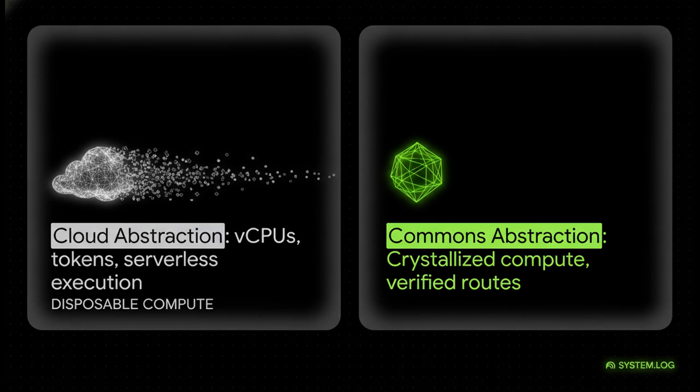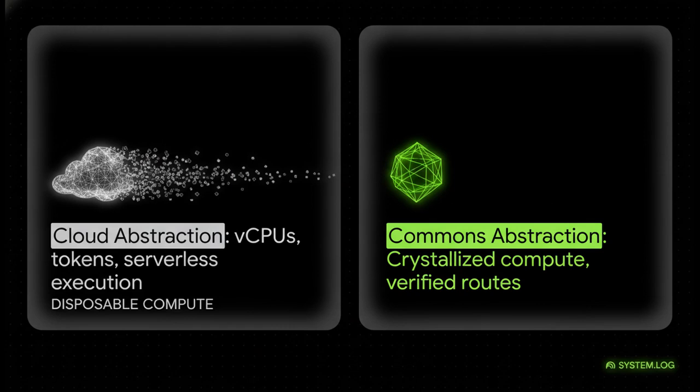The old way of doing things is the cloud abstraction. We basically rent raw compute, vCPUs, memory, tokens, for disposable service calls. And the crazy part is, every single time you ask a question, you burn tokens, even if you ask the exact same question tomorrow. The new way is the commons abstraction.